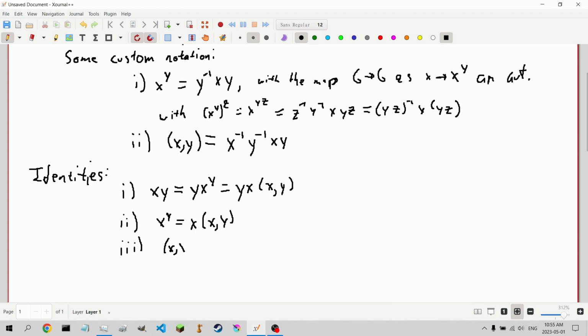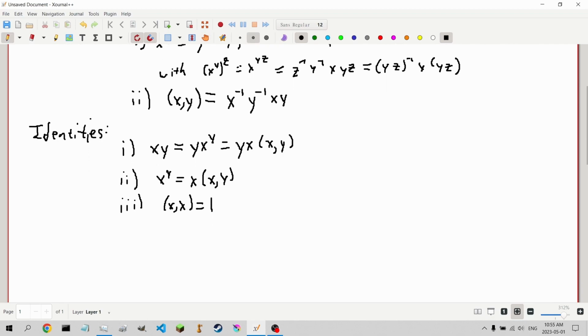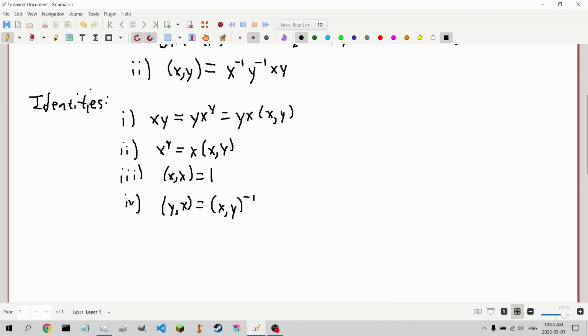We get that the commutator of an element with itself is going to be 1, obviously. And if you swap the order of two elements in a commutator, you get the inverse. So these almost look like a Lie bracket in some ways. I wonder if that's kind of what they're going for here.